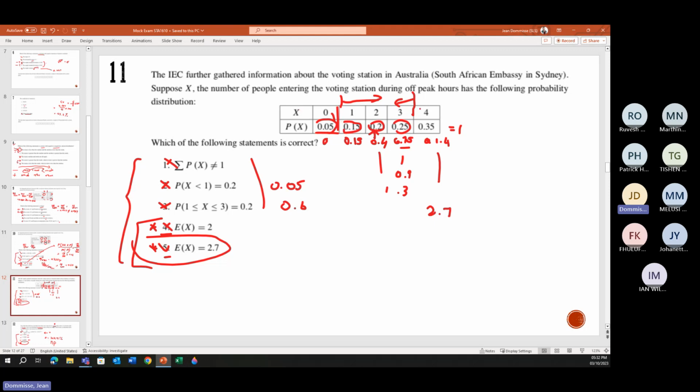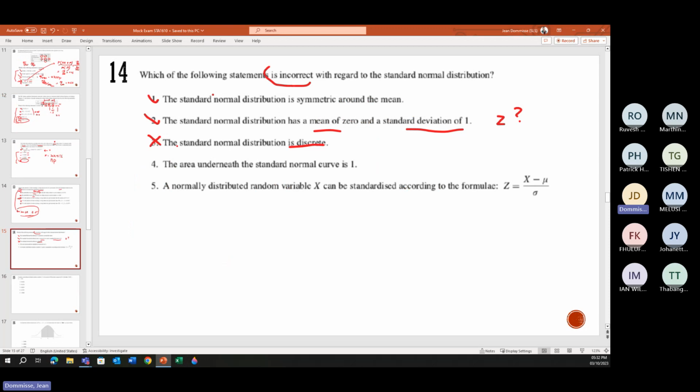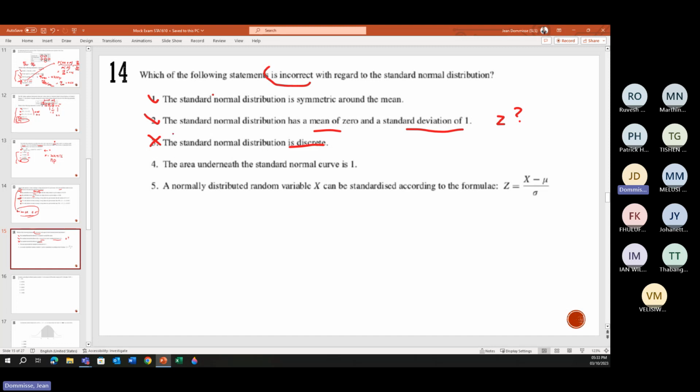Remember when we worked with chapter 1 and 2, we've defined what discrete is. So discrete is 0, 1, 2, 3, 4, 5. Where if you look at your standard normal distribution, that is continuous because it can be nearly anything on a straight line. So that is why standard normal distribution is continuous. So that one is the incorrect one.